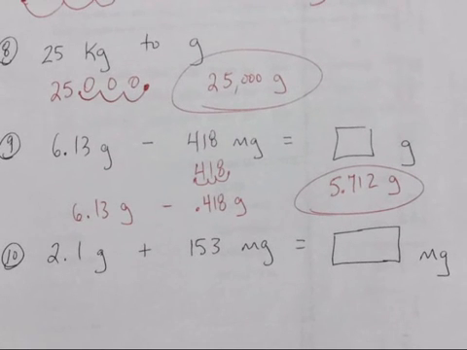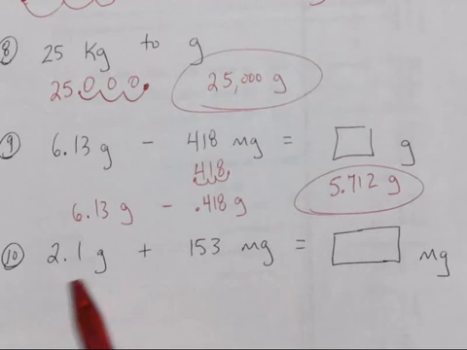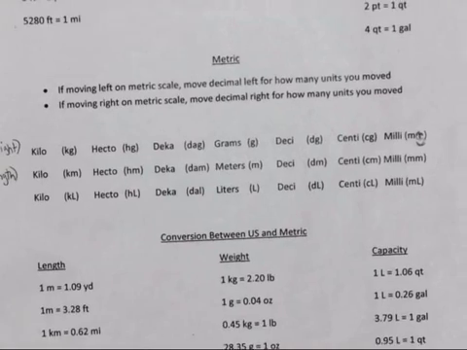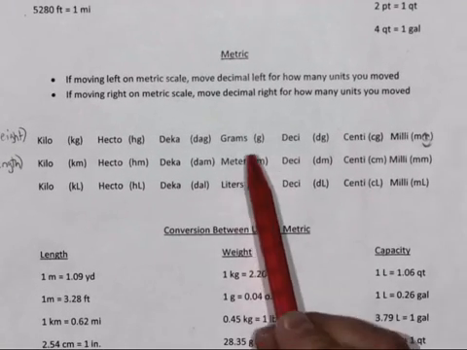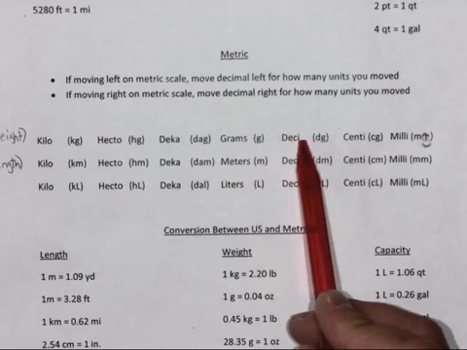This problem is similar. We want our answer to be in milligrams. So this is in milligrams, this is not. So then we want to convert grams to milligrams. So basically go the other direction. So here's grams, here's milligrams. So I want to go to the right 3 times. 1, 2, 3.